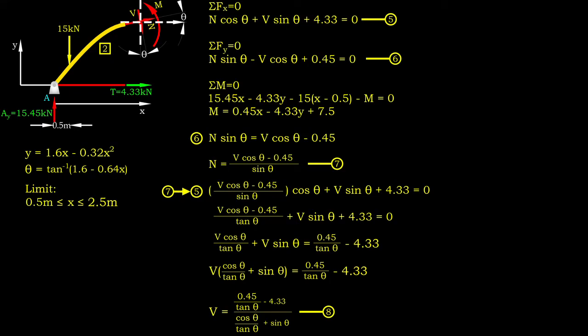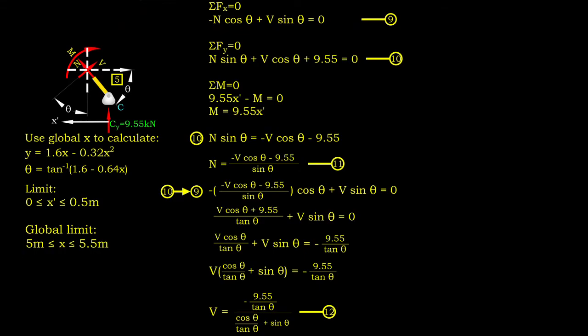An important thing to note is that we need to be careful about the limit and reference point of these segments. The limit of segment 2 is from 0.5 to 2.5 meters. Its reference point is point A, which is the same as segment 1. For the 3 subsequent segments, our reference point changes to point B.